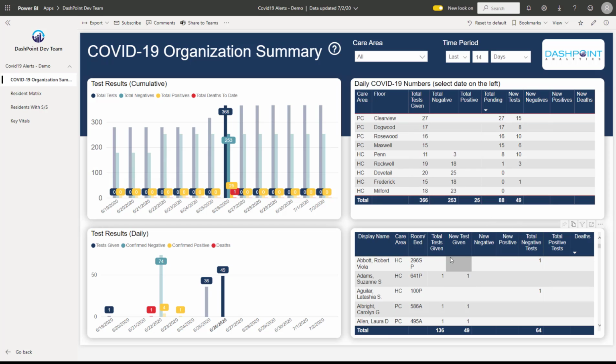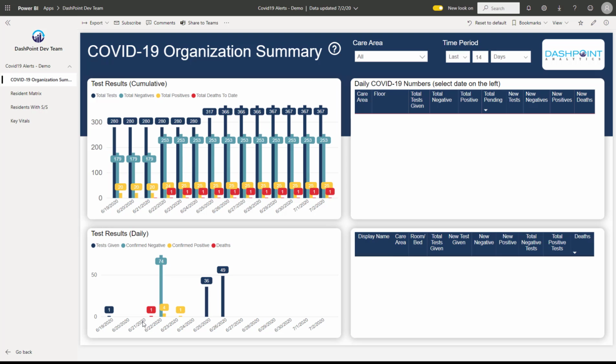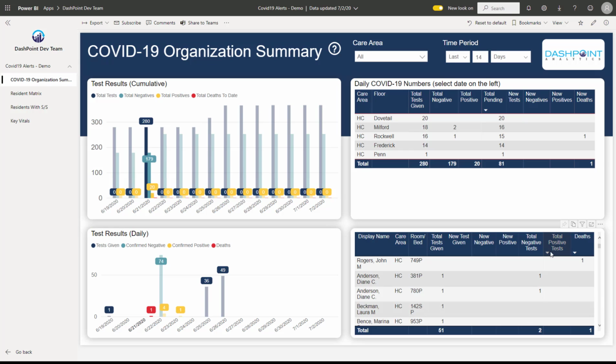Or if you're more interested in the particular names of who, say, you tested on that day, you can see that. I can click on any other day. Right here is the deaths, and I can see who passed away. Looks like John Rogers would have passed away on 6/21. So you get a sense for how these visualizations interact with each other. So this is your overall organizational summary. This, of course, would be useful to your CEO, your NHA, your director of nursing. But this dashboard will go further.